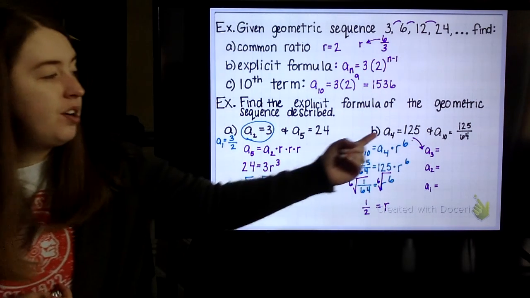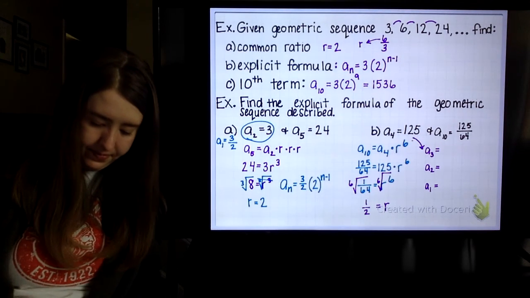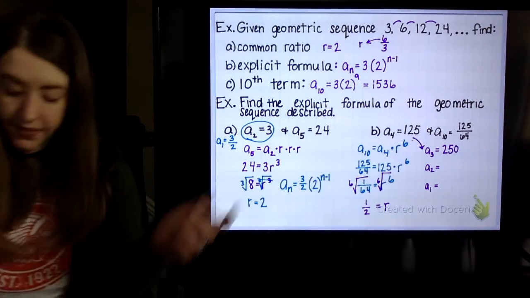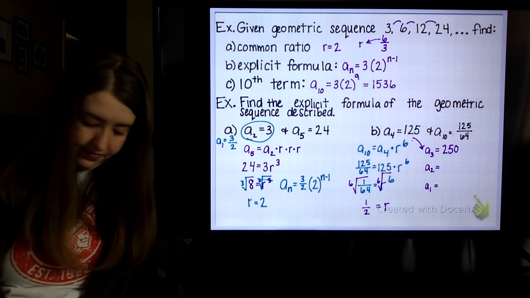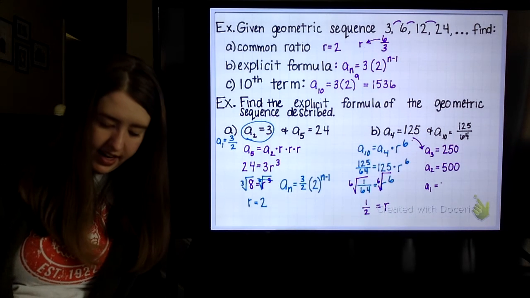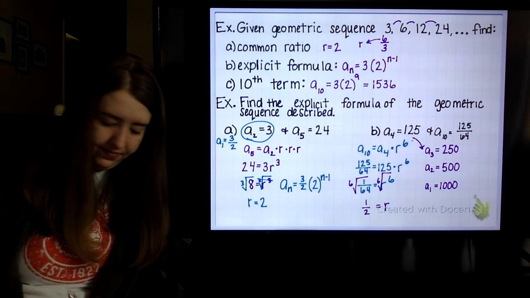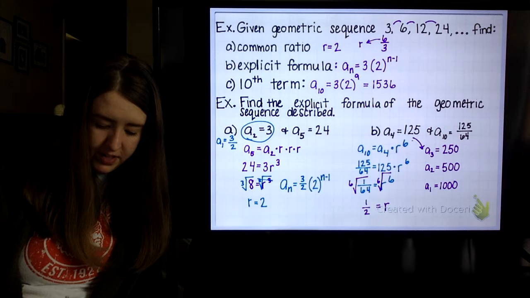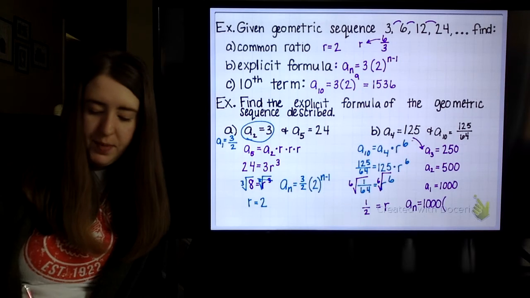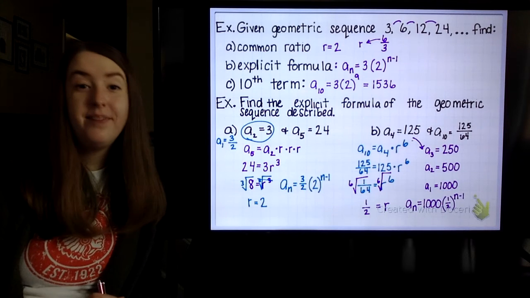So let's work our way backwards. Our fourth term was 125. We'll divide by 1/2 and get 250. We'll divide by 1/2 again and get 500. And then we'll divide by 1/2 again and get 1,000. So now we know a sub 1 was 1,000. So my nth term is going to be a sub n equals my first term, which was 1,000, times my common ratio, which was 1/2, to the n minus 1 power.